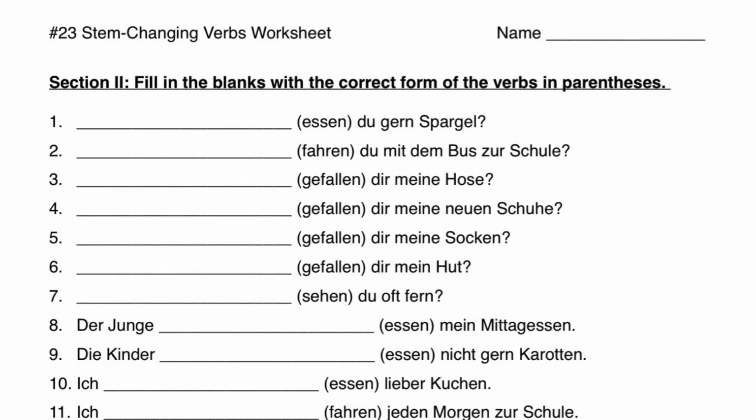In section 2, we're supposed to write in the form of each of these verbs based on what the subject is. So basically, conjugate the verb, throw it into the sentence. So the first one here, it says, Du gern Spargel. Do you like to eat asparagus? So we have to have the du form. Since du is in the sentence, it has to be the subject. And so we use here isst.